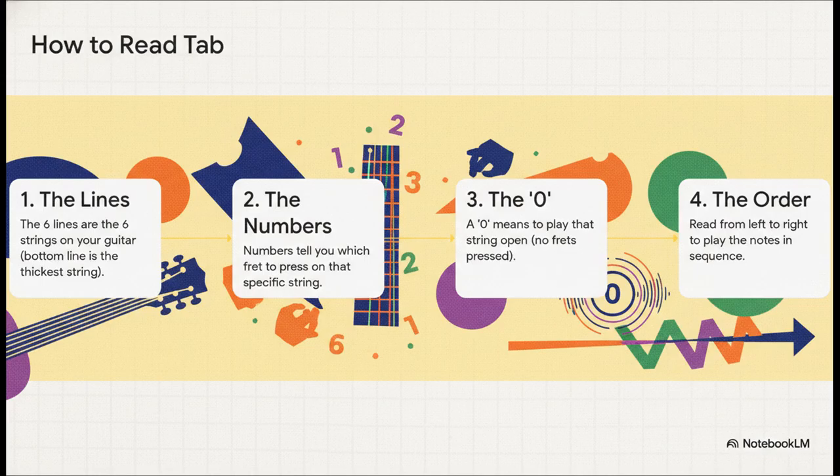And the numbers, those are just the frets. A 3 on a line means you press the 3rd fret on that string. See a 0? That just means play the string open with no fingers on it. And you just read it from left to right like you're reading a sentence. It's a perfect set of instructions.